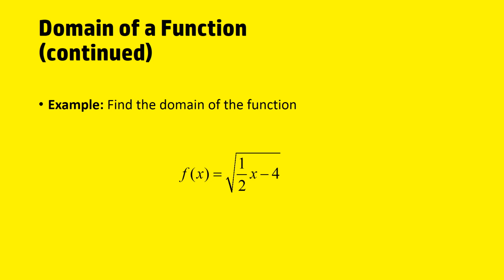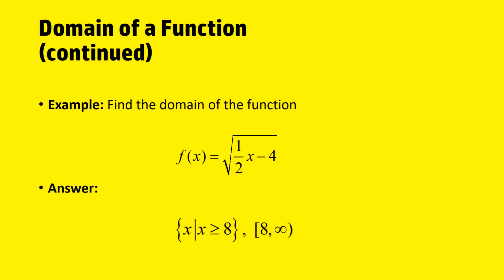Find the domain of this function. Well, set the radicand, 1/2 x minus 4. That's the radicand. Set the radicand greater than or equal to 0. That's how we always do it. Radicand greater than or equal to 0. And we're going to get this domain. Set the radicand greater than or equal to 0.